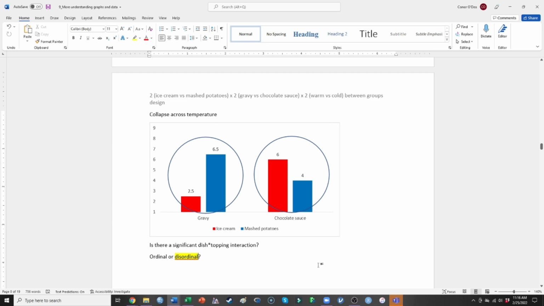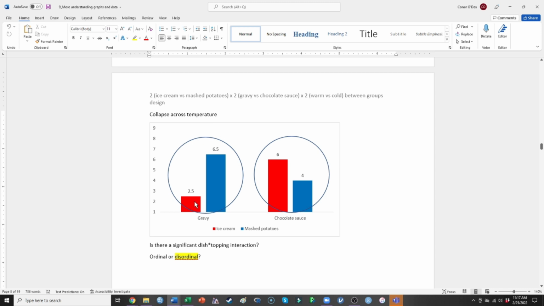Now, both ordinal and disordinal interactions are interactions, but here we see a crossover. That's what happens with a disordinal interaction. An ordinal interaction would happen if, let's say, this blue bar was just above this red bar. There'd be a very small difference over here and a very large difference over here. That would still be an interaction, but because the blue bar is always higher than the red bar, it would actually be called an ordinal interaction instead of a disordinal interaction.